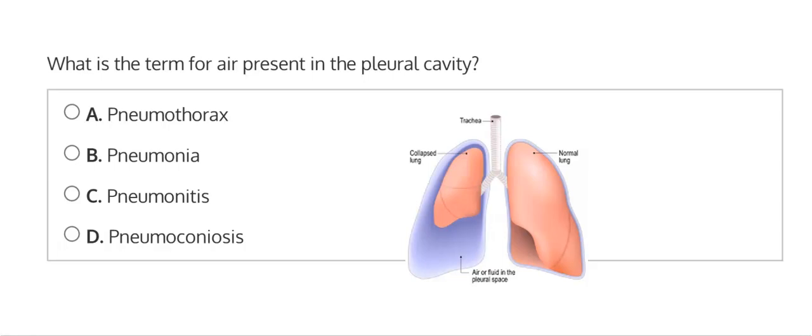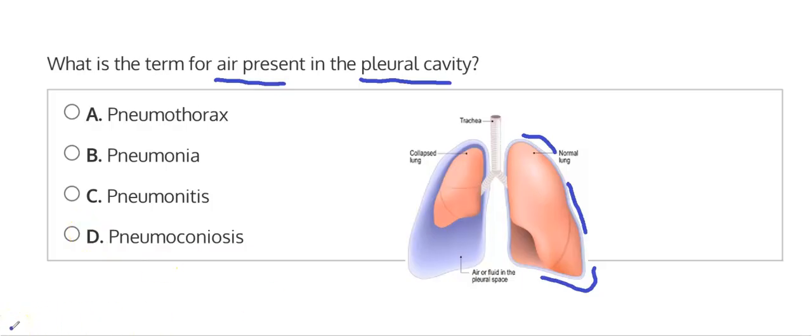What is the term for air present in the pleural cavity? So this pleural cavity is referring to this part of the lung, this area where there's space between the lung and the outside of it. So you have this lung here, and then this border space that's surrounding the lung is the pleural cavity.